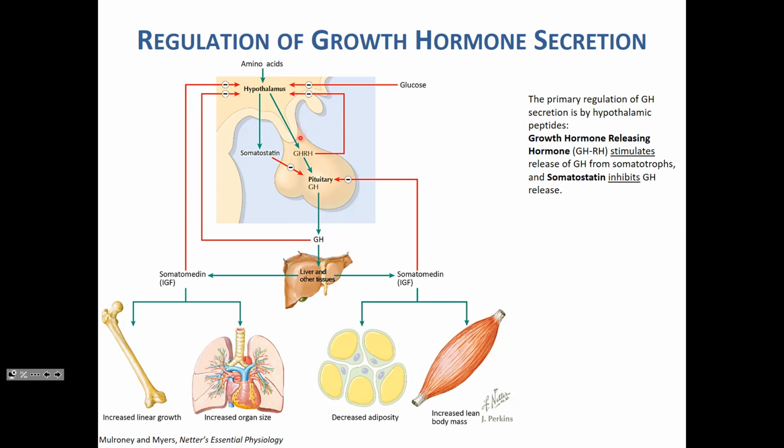We also have a short loop feedback. For instance, growth hormone releasing hormone can actually feed back to the hypothalamus and inhibit its own secretion.